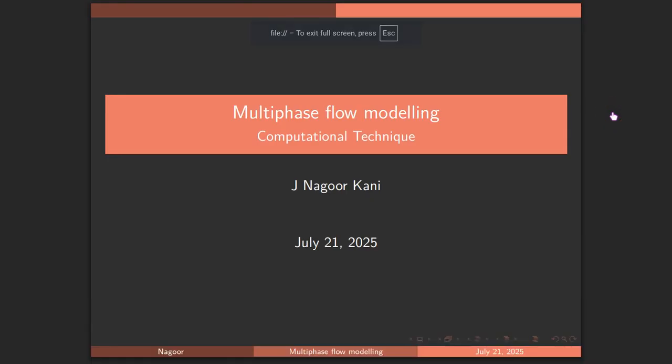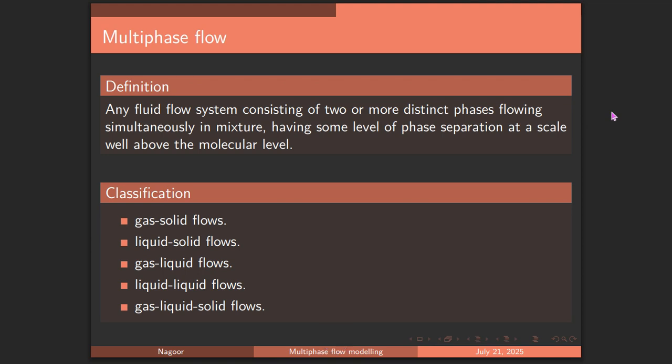Hi all. In this video, we see some of the computational techniques for modeling multiphase flows. So, what is multiphase flow? We know that there are different phases like solid, liquid, and gas.